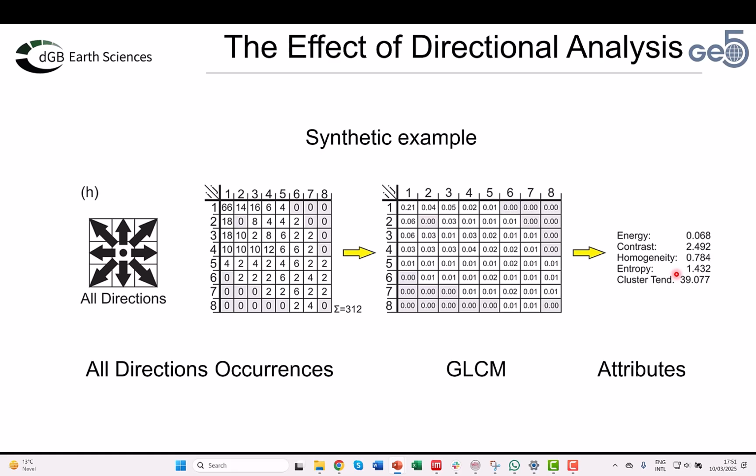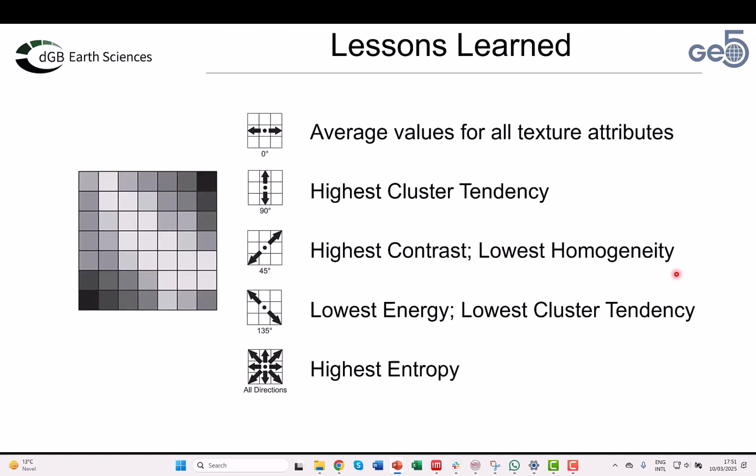Now what have we learned from this analysis? If we compute it in the horizontal direction, then all the attribute values tend to be average for this particular image. If we go in the vertical direction, we find the highest cluster tendency. In this direction we find the highest contrast and the lowest homogeneity. In this direction, lowest energy, lowest cluster tendency, and in all directions the highest entropy.